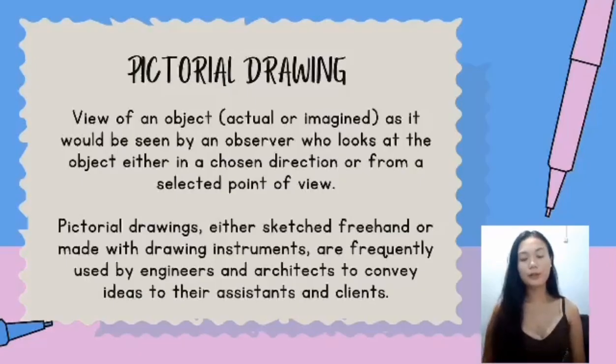First, pictorial drawing: views of an object, actual or image, as it would be seen by an observer who looks at the object either in a chosen direction or from a selected point of view. Pictorial drawings, either sketched freehand or made with drawing instruments, are frequently used by engineers and architects to convey ideas to their assistants and clients.